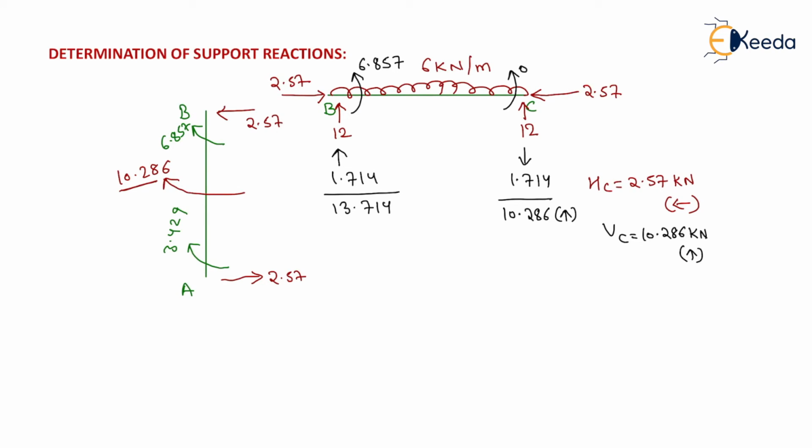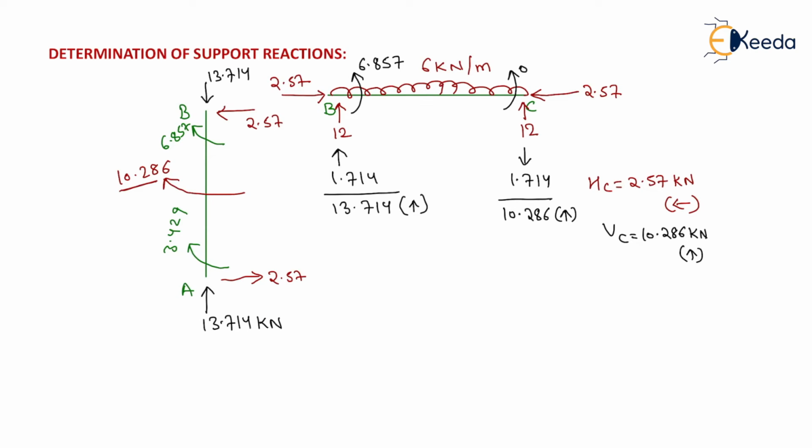Okay students. Now at joint B, there will be an upward reaction of 13.714. So to maintain the joint equilibrium at B, we need to create a reaction of equal magnitude here but opposite in sign, that is 13.714.